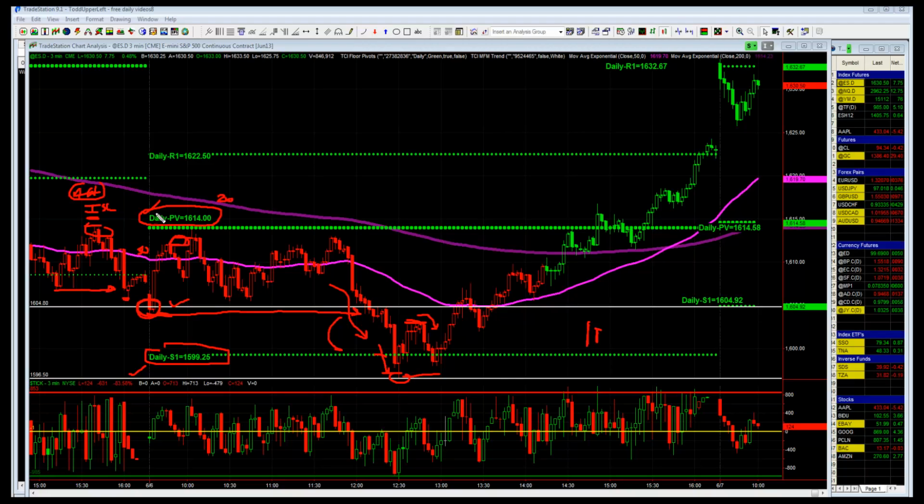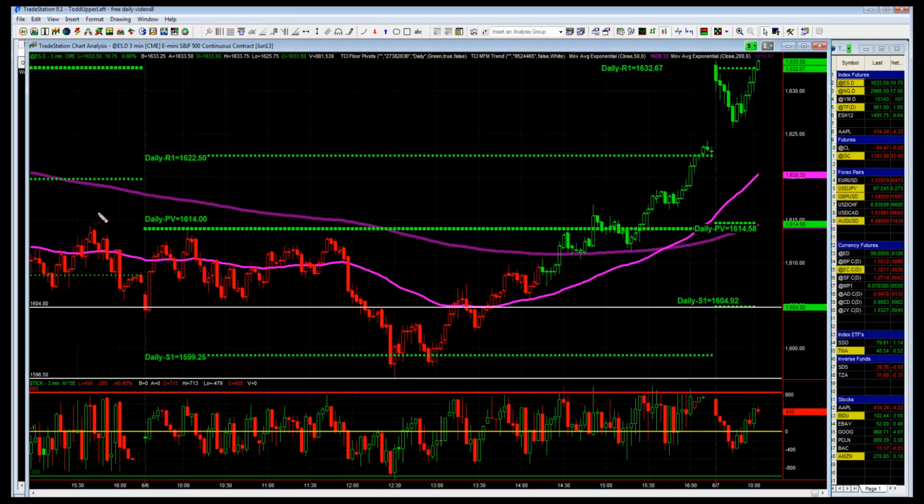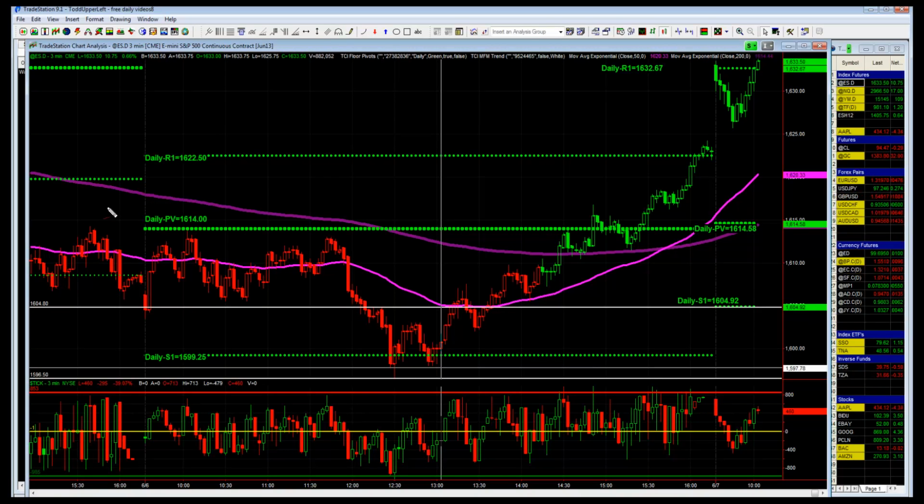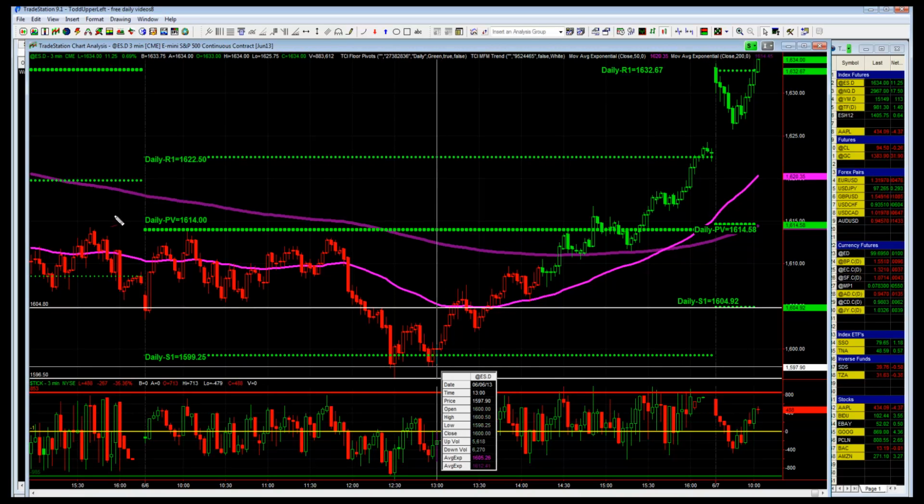Okay? So look at what we got in here. We got an inside pattern right here on this bar. And that high was actually higher than the daily S1, which is perfect. So I had a very, very low risk trade setup starting to occur. Look, see? You get a lower high and a higher low.